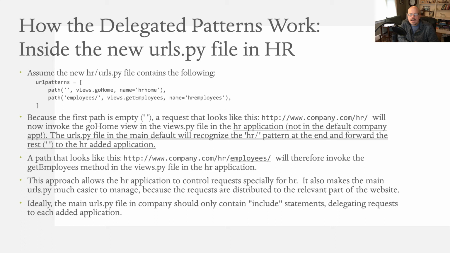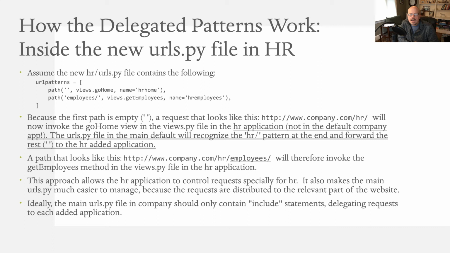This approach allows the HR application to control requests, especially for HR. It also makes the urls.py file much easier to manage because the requests are distributed to the relevant part of the website. So if we had, for example, a product added application to handle inventory, the request would look like http://www.company.com/product/, and that might simply list all products in our organization.